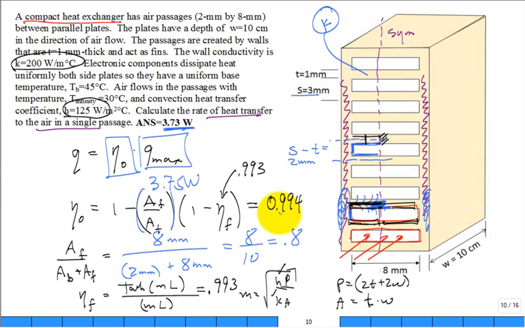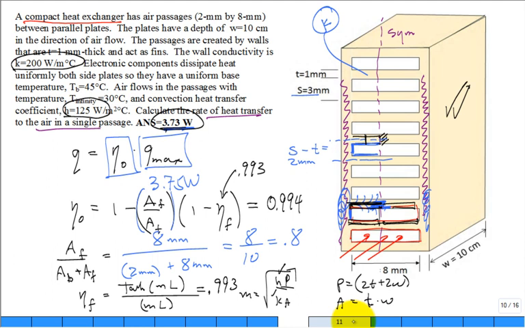You might as well just forget that it's even a fin there. You're making a detailed calculation when you could have just assumed that fin is isothermal, and you would have gotten the answer good to 2 significant digits, because when you multiply by 0.994, it bumps it down from 3.75 to 3.73 watts. And so that's the rate of heat transfer into the air for one of those passages.